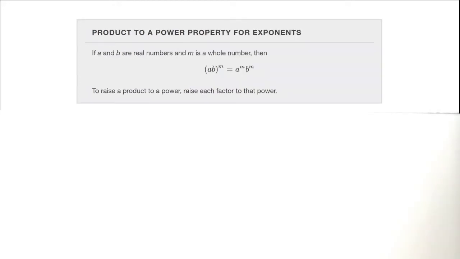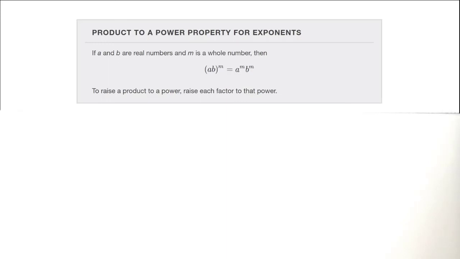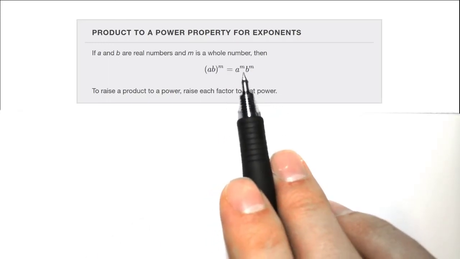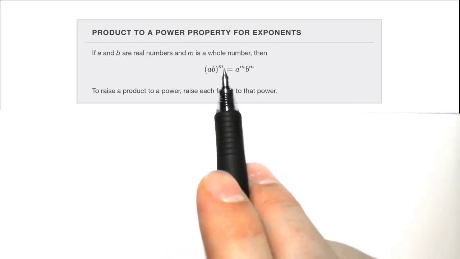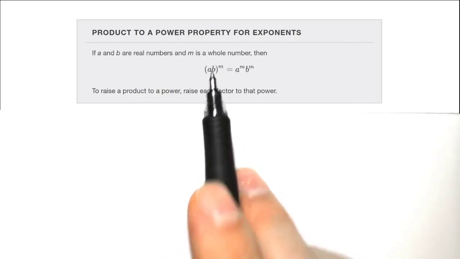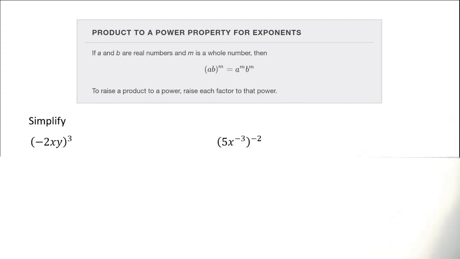Okay, next up we have the product to a power property for exponents. Here we have a product of two things raised to a power. And this says that that's each thing raised to that power. So in other words, the power distributes across products. Let's take a look at some examples.